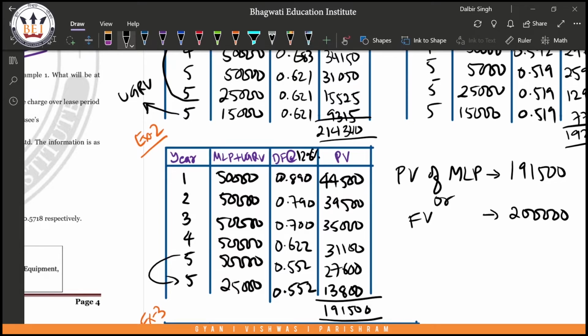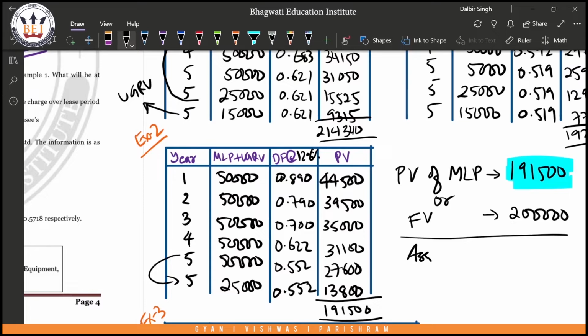Yes, the question is at what value I will recognize the asset. I will recognize at the lower of that amount, which is 1,91,500. Okay, and they've also asked you the entry which has to be passed. Yes, what did we say? This has to record an asset as well as a liability. So what will be the entry?